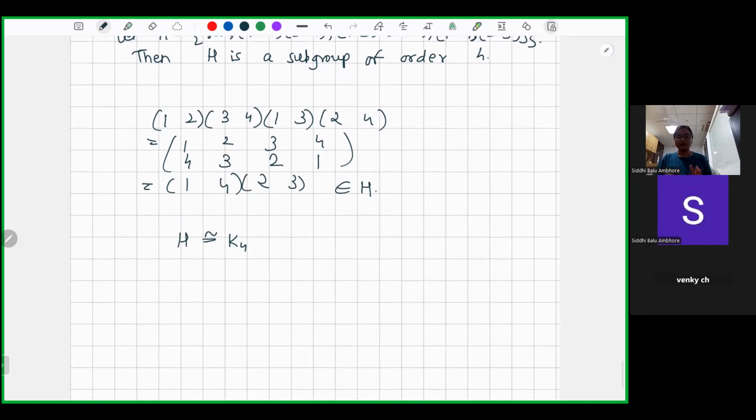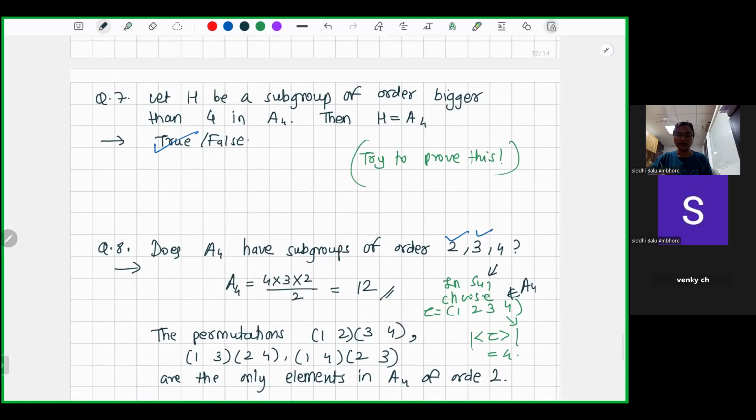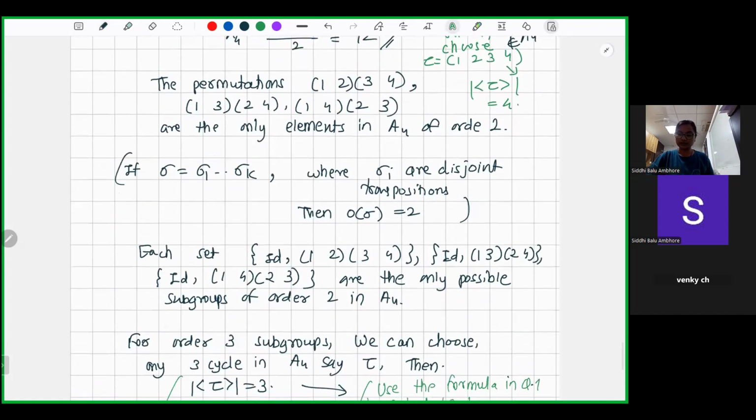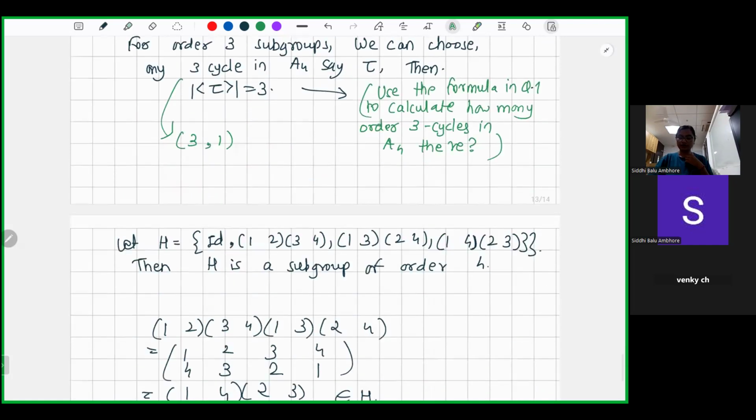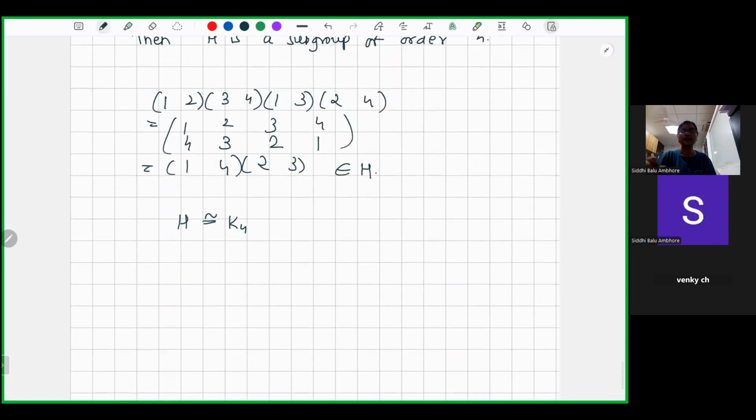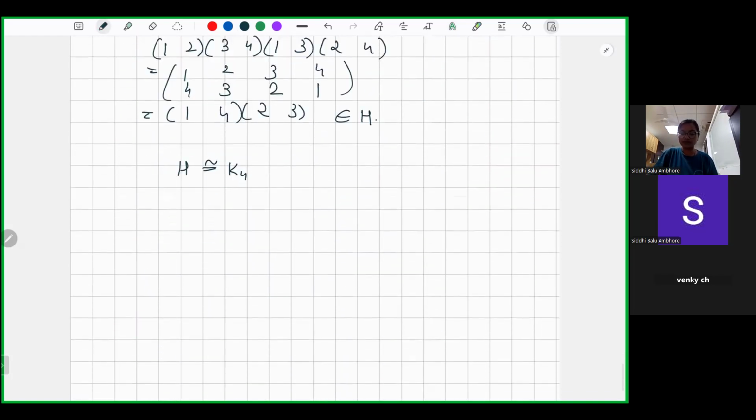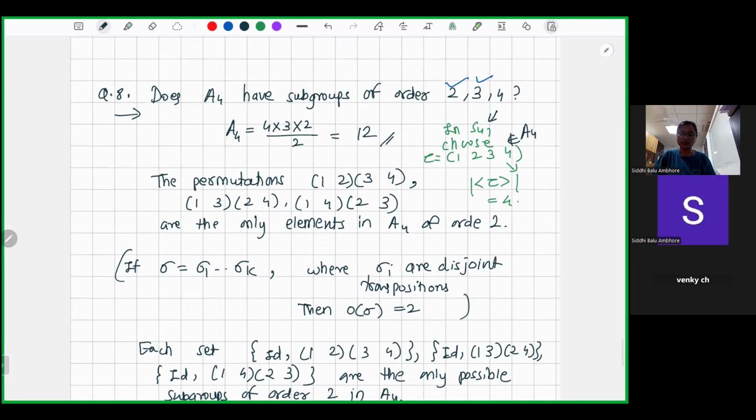So yes, that's it. This we will try to prove next time or maybe after that. Meanwhile, you can try to prove it, please use the formula which we learned to see this. And apart from that, any doubts? Therefore H has order 4, and so for A4 the answer is yes.